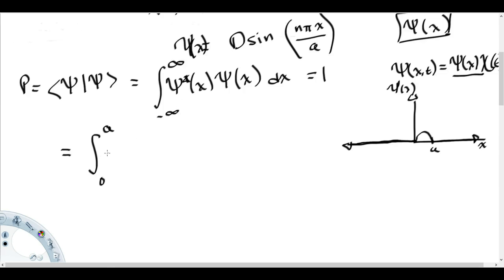Alright, so plugging that in, psi star of x, as I said before, is the complex conjugate. In this case we don't have an imaginary unit in our wave function, so we don't need to worry about it. Essentially, psi star of x equals psi of x, so they're equivalent. So you essentially have psi squared, and squaring that would be squaring the constant and then squaring the sine.